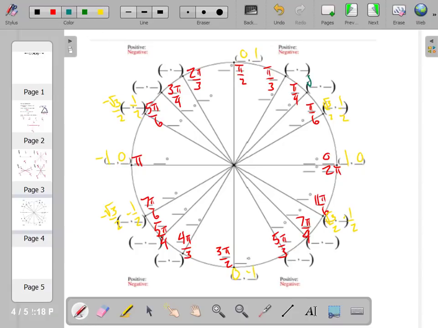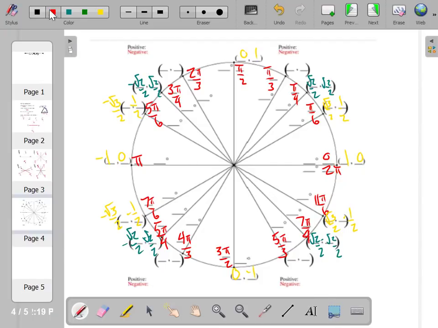45-degree angles are pi over 4, radical 2 over 2, radical 2 over 2, and then I'm just changing the signs. Radical 2 over 2, radical 2 over 2, negative. Radical 2 over 2, radical 2 over 2, they're both negative. Radical 2 over 2, radical 2 over 2, just y is negative.